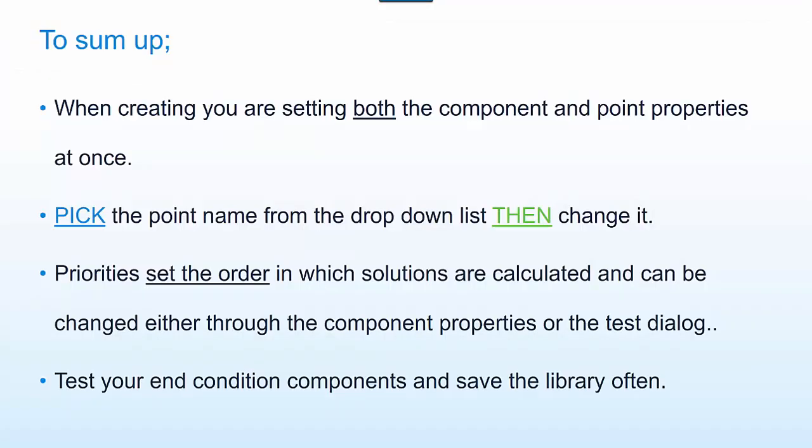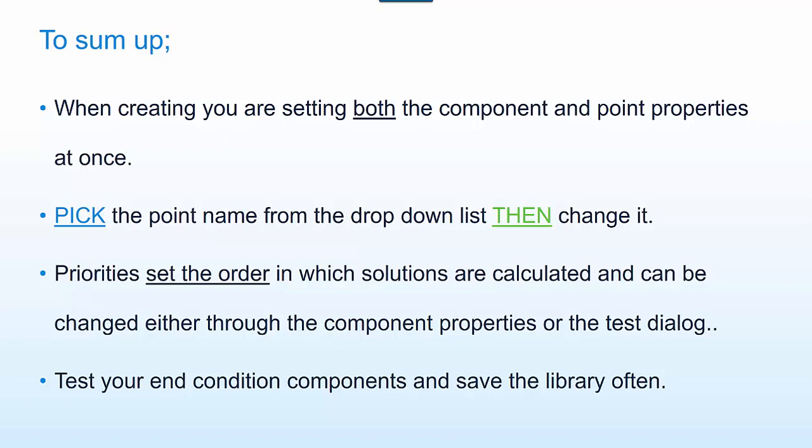Okay, to sum up, when creating, you're setting up both the component and point properties at once. But remember, you can always go in and change those if you make a mistake. Don't think you have to delete and recreate those points. It is critical that you pick the point name from the drop-down list and then make any changes to it that you want to for your standards. That sets up a lot of stuff in the background, and whoever set up your environment spent quite a bit of time to get that all correct.